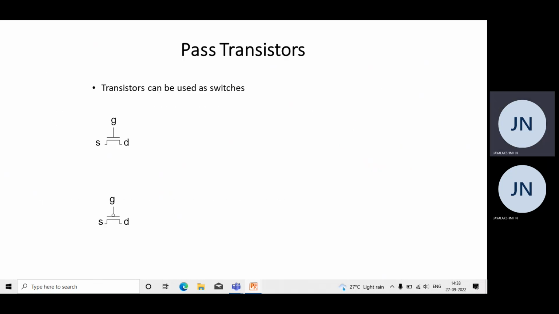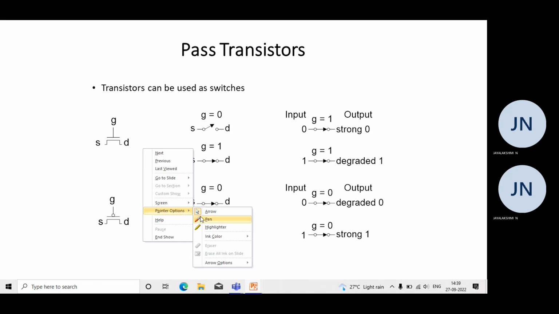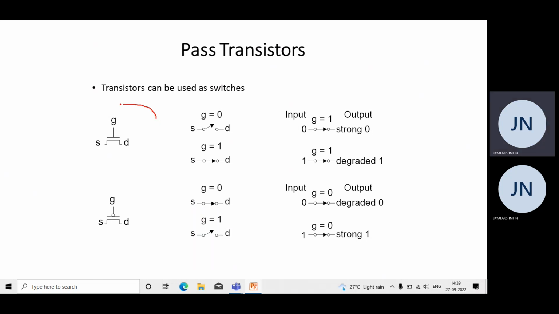So next, we're going to see pass transistors. Here, transistors can also be used as switches. This is an NMOS transistor and this is a PMOS transistor.